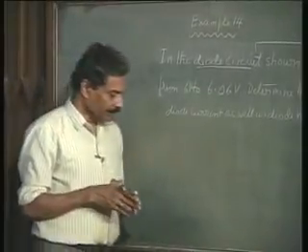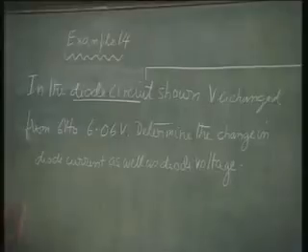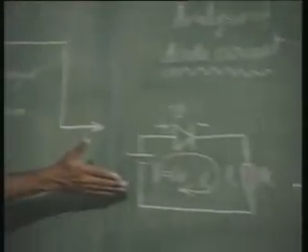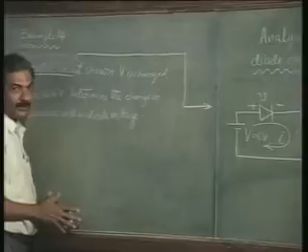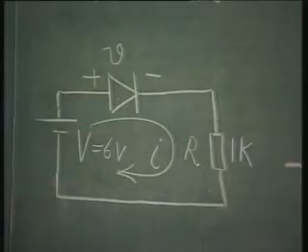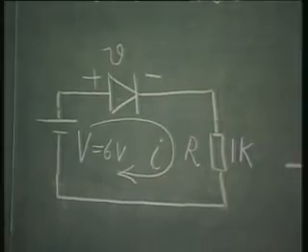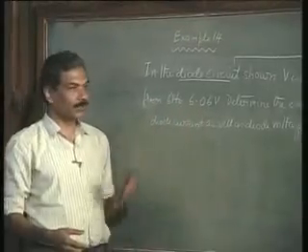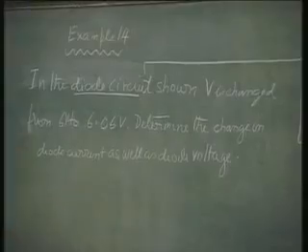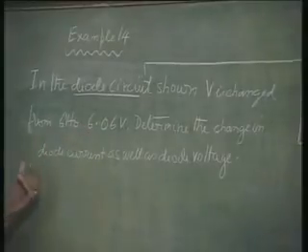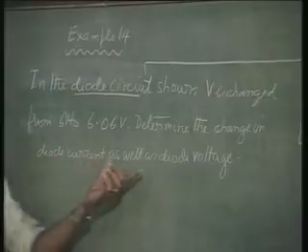Now example 14, let us consider. In the diode circuit shown, the same circuit as previously shown, we will take V equal to 6 volts connected to a resistance of 1 K. In the diode circuit shown, V is changed from 6 volts to 6.06 volts. So the voltage V that you have applied is changed from 6 to 6.06 volts. Determine the change in diode current as well as diode voltage.